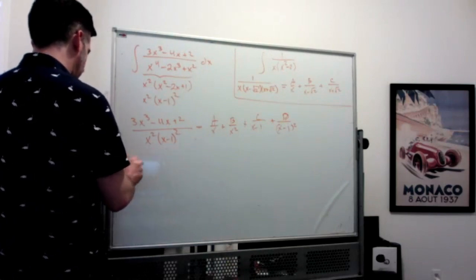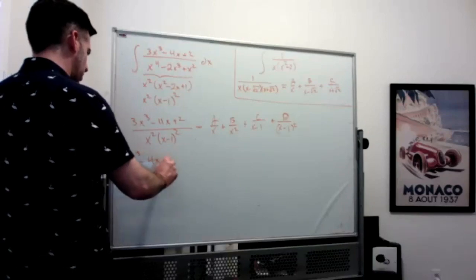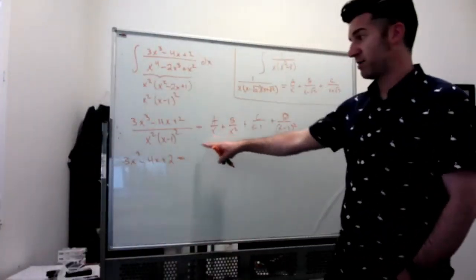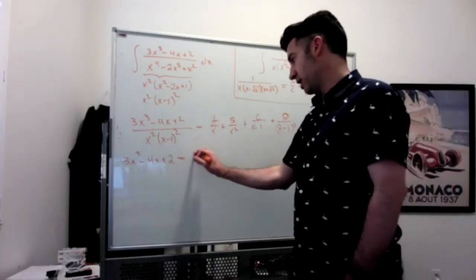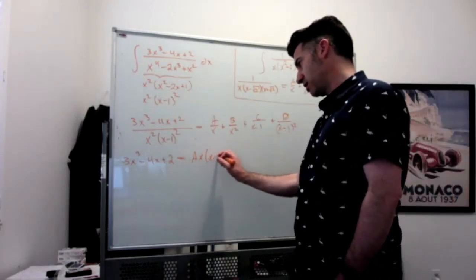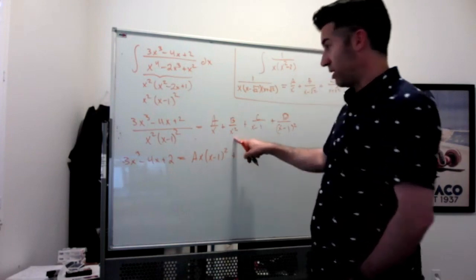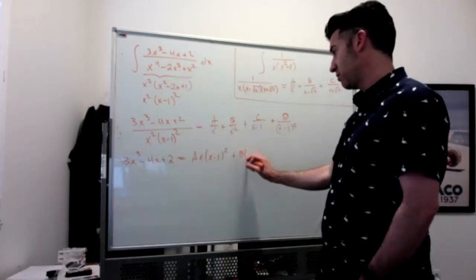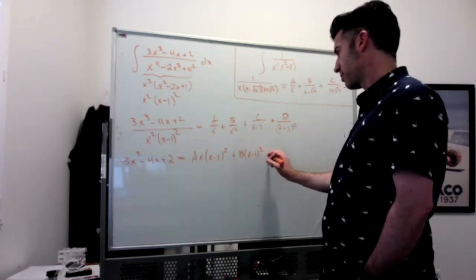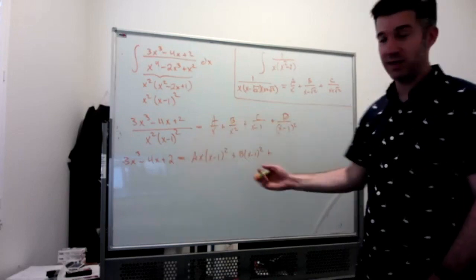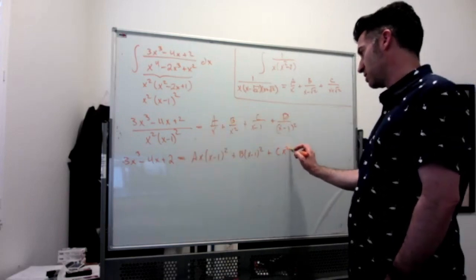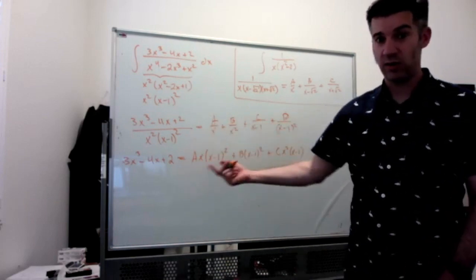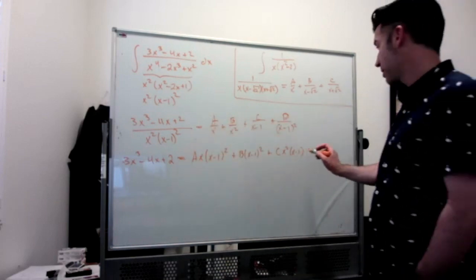So I'm going to have 3x cubed minus 4x plus 2 equal to, so when I multiply a over x by this, one of the x's cancel. So I get a times x minus 1 squared. When I multiply this by the denominator, the x squared cancel, and you get b times x minus 1 squared. You multiply this by the denominator, one of the x minus 1's cancel. So you get c times x squared times x minus 1. And you multiply this by the denominator, the x minus 1 squared term cancels, and you get d times x squared.